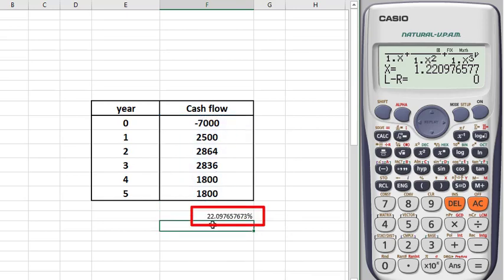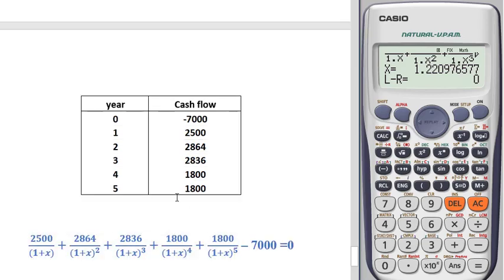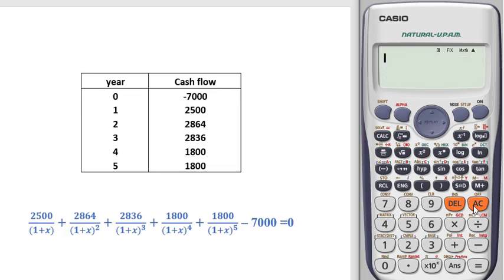Our result is 22.0976%, exactly equal to this result. So this is how you can solve this problem of a long equation. Now I will show you another approach to solve this problem. So first we have to clear our memory. Shift, then this 9. We will clear our memory, so press 2 and equal sign.